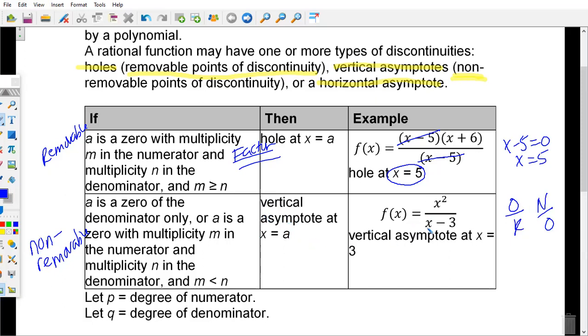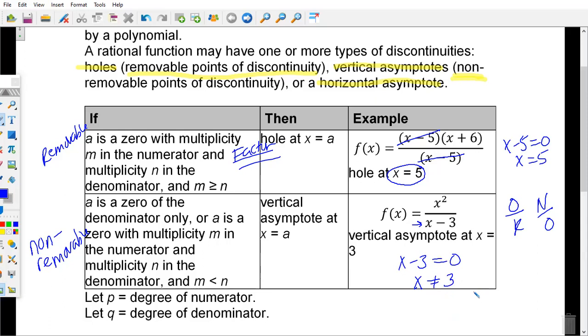So when we look at this rational function, we have x squared and x minus 3. Can I remove anything? No. So now I'm going to focus on x minus 3. What can x not be? This cannot equal 0, so x cannot equal 3. Therefore I have a vertical asymptote at x equals 3, because x minus 3 equals 0. And that is what happens when we write a vertical asymptote: we're saying what our x cannot be.